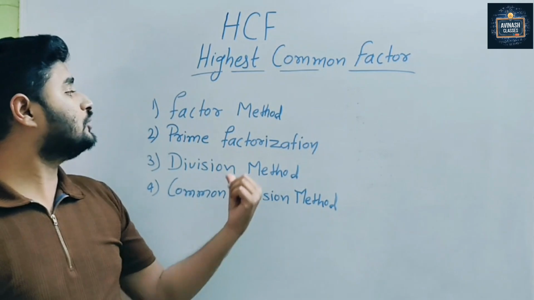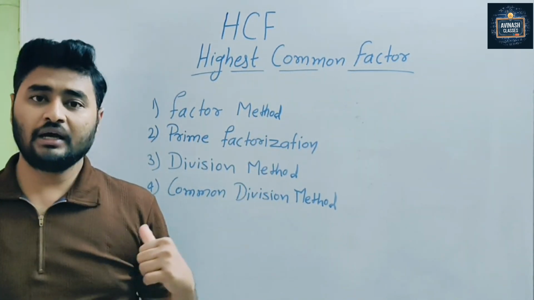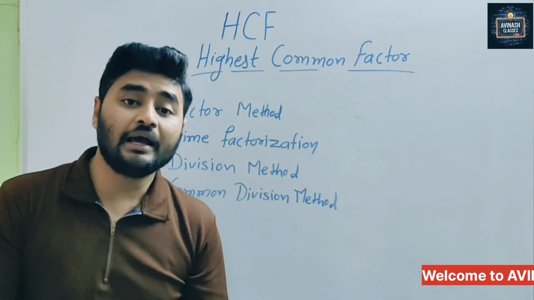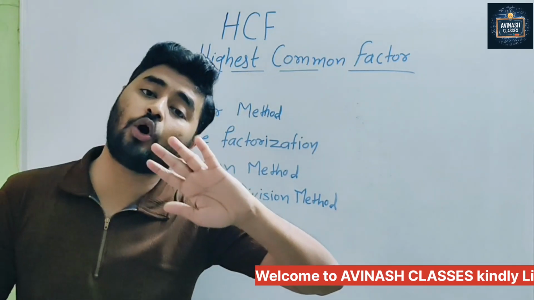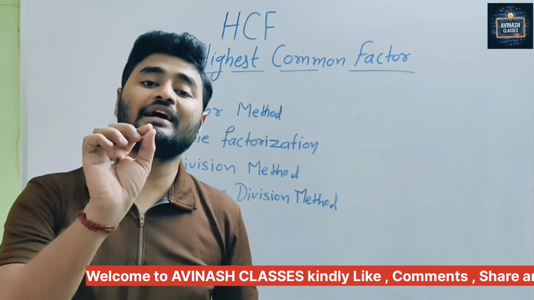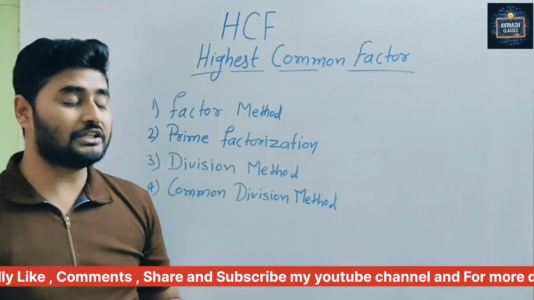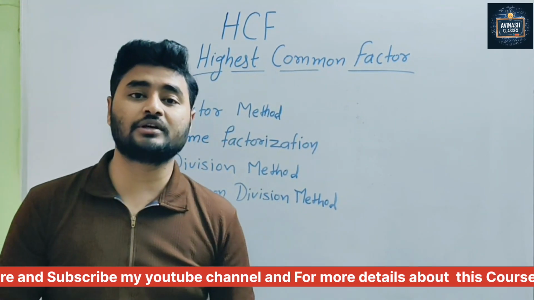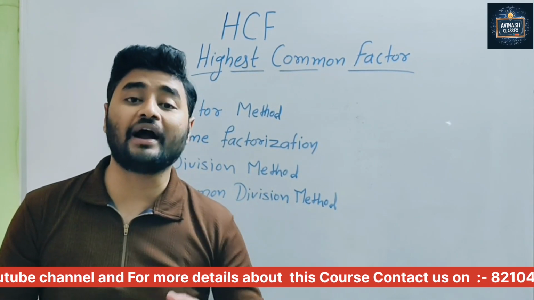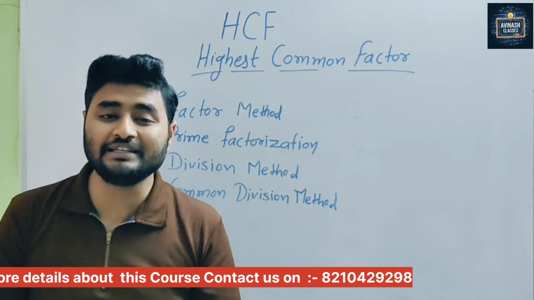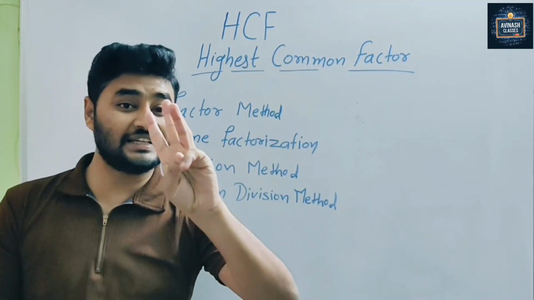After it, what we have to do? 4 methods we have to learn. Right now we will take one example and try to solve it using all 4 methods, and we will get the same answer. Okay, so one by one we will do. So first we remember, if anyone asks the total how many methods to find HCF, we simply say 4 methods, not 3 methods.